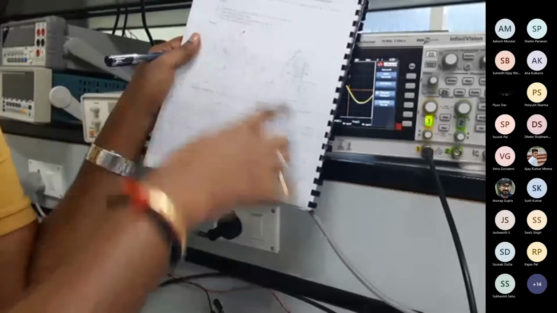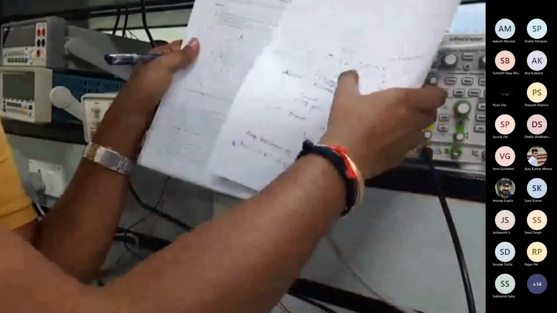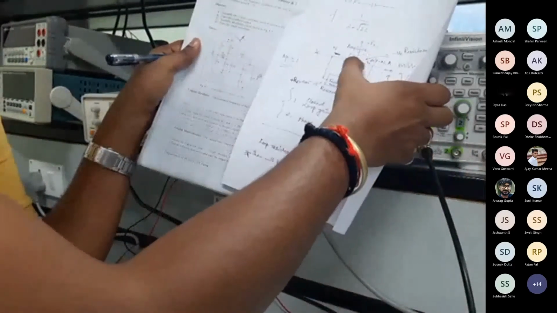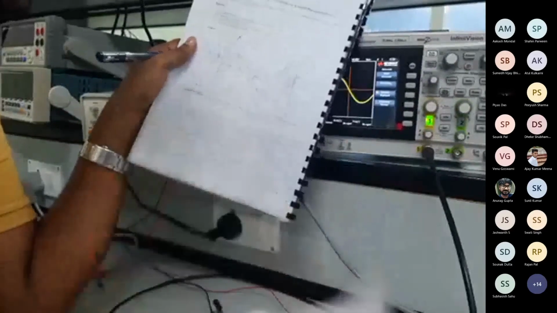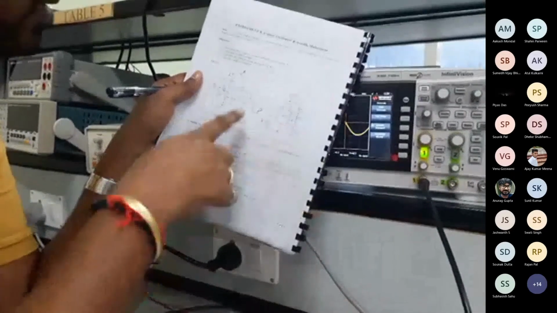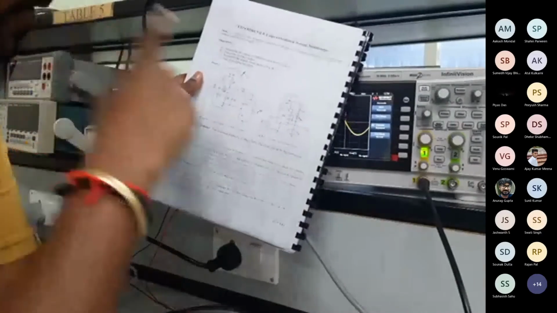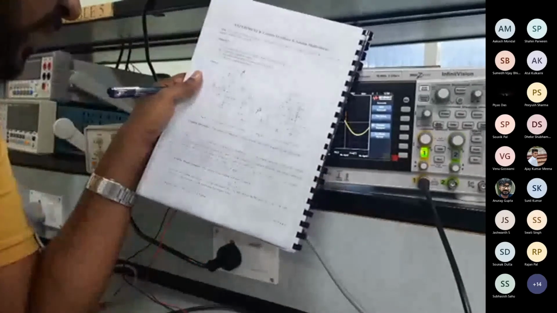There is the amplifier. You can compare with this basic block diagram: amplifier and the feedback network. This is the feedback network. Instead of two capacitors C1, C2, we use L1, L2, and C. So it will become the Hartley oscillator.